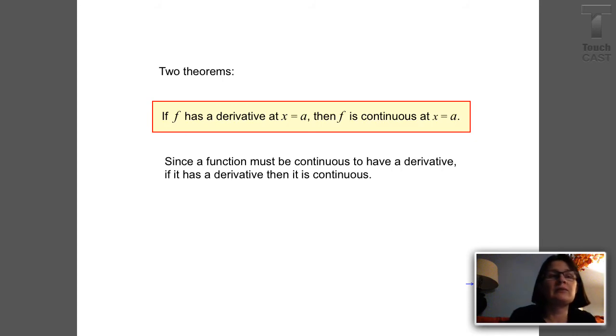And 2 quick theorems that just follow from differentiability. We know that for a function to be differentiable, it has to be continuous. So we can therefore assume that if you ever find a function and you know it has a derivative, you can assume that function was continuous. So if f has a derivative at x equals a, then f must have been continuous at x equals a.